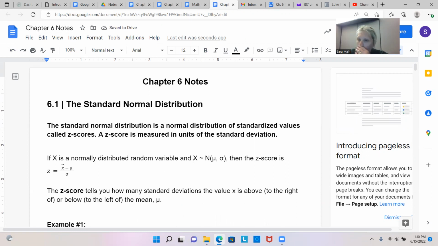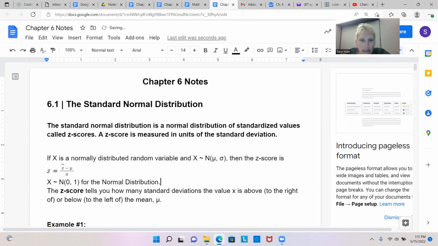We can define it just like we defined it with the binomial. X is described as the normal distribution with mean, whatever our mean is, and sigma. Now, the normal distribution has a particular one where the mean is 0 and the standard deviation is 1 for the normal distribution.